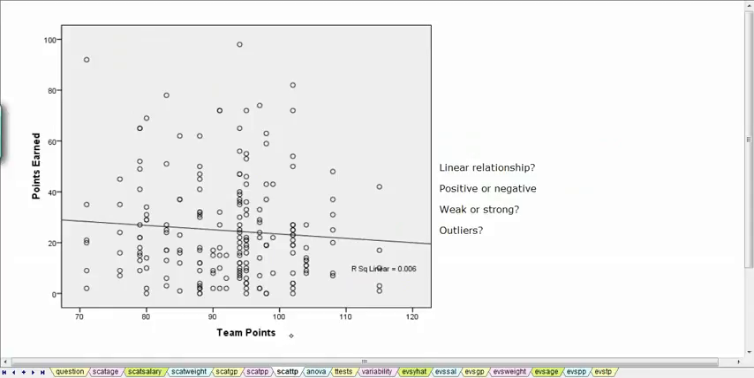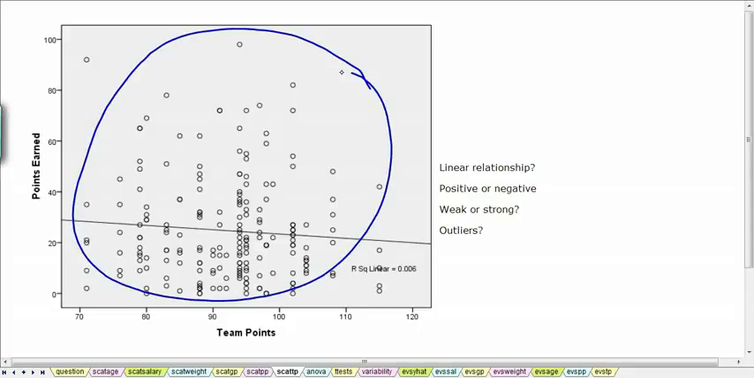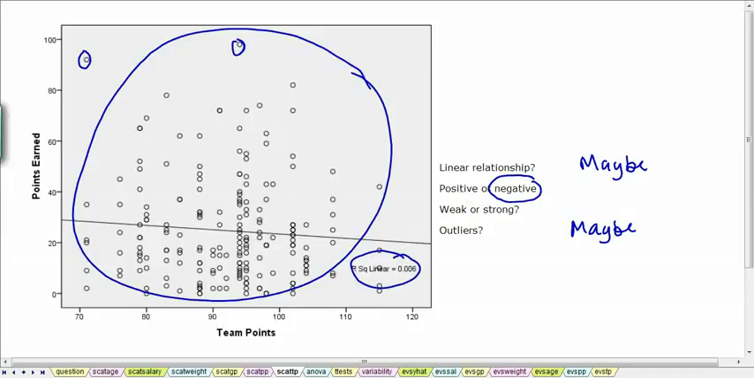So the number of points earned by the team, and we plot that against the number of points earned by a particular player. So in this particular case, we see the values are really widely dispersed. We maybe have some outliers here, so there may be some outliers. Is there a linear relationship? Maybe. It doesn't look like there's a curve. It doesn't look like there's an exponential relationship. The line is going downwards for this plot, so it's a negative relationship, and our R squared value is indicating it's quite weak.